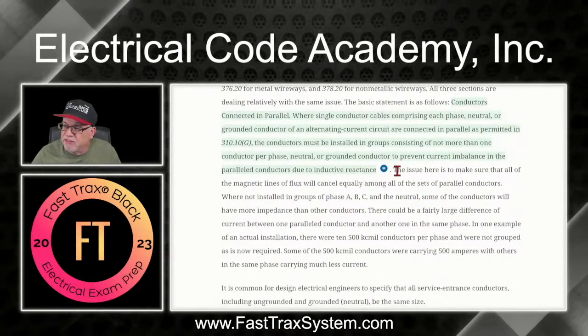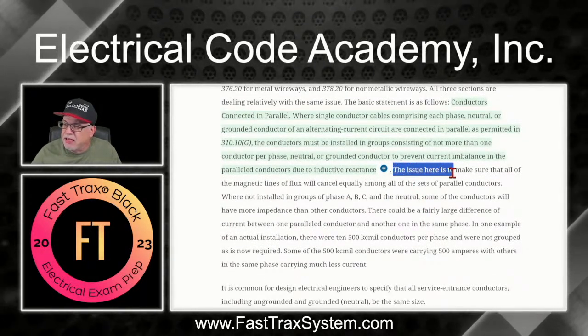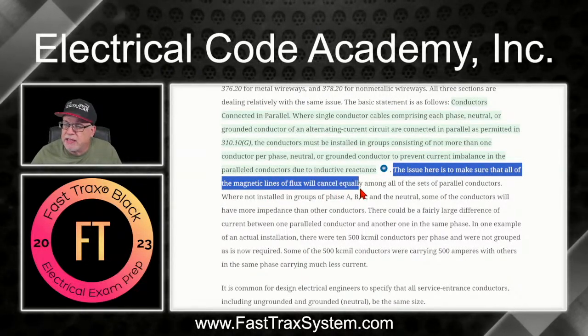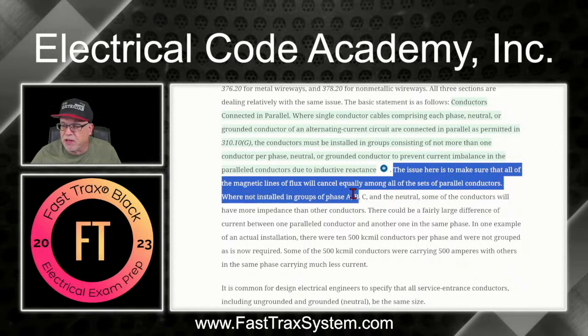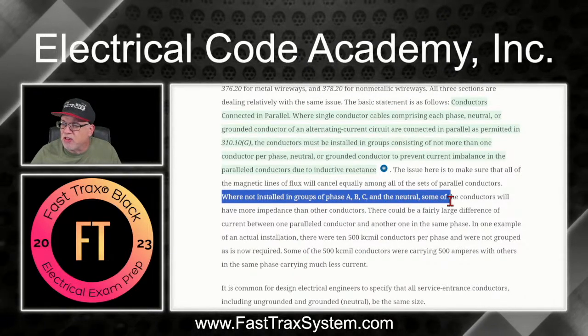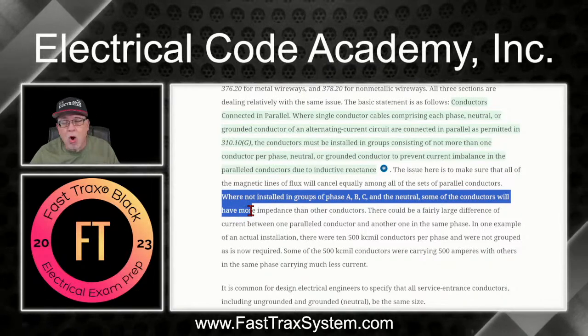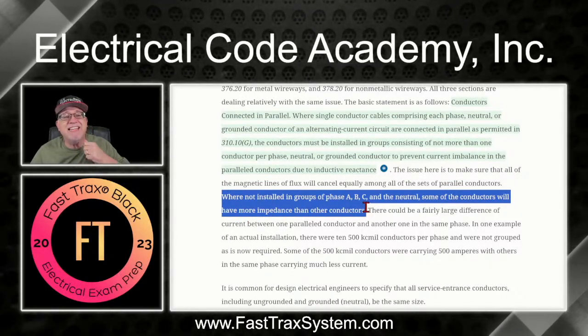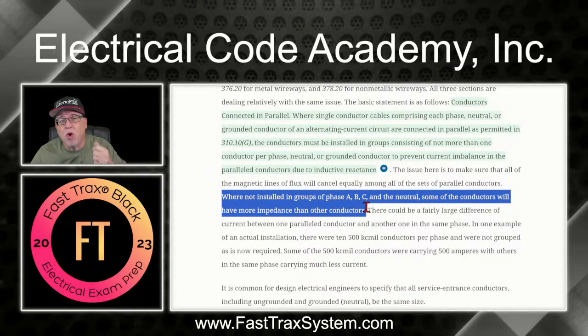Well, look at it right here. It says, the issue here is to make sure that all of the magnetic lines of flux will cancel equally among all of the sets of parallel conductors. Okay, so we're not installed in groups. We're not installed in groups of A, B, and C and the neutral. Some of the conductors will have more impedance than the other conductors, and it's going to raise the heat level in one of those conductors.